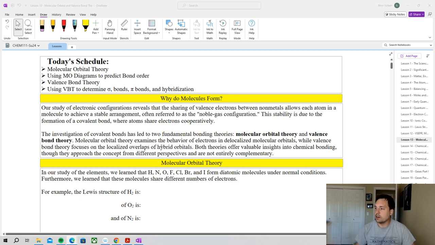The molecular orbital theory will look at the delocalized molecular orbitals, while the valence bond theory will focus on the localized overlap of hybrid orbitals. Although there are two somewhat contrasting theories, each of them offers valuable insights into chemical bonding, and we'll use them for different reasons in chemistry.